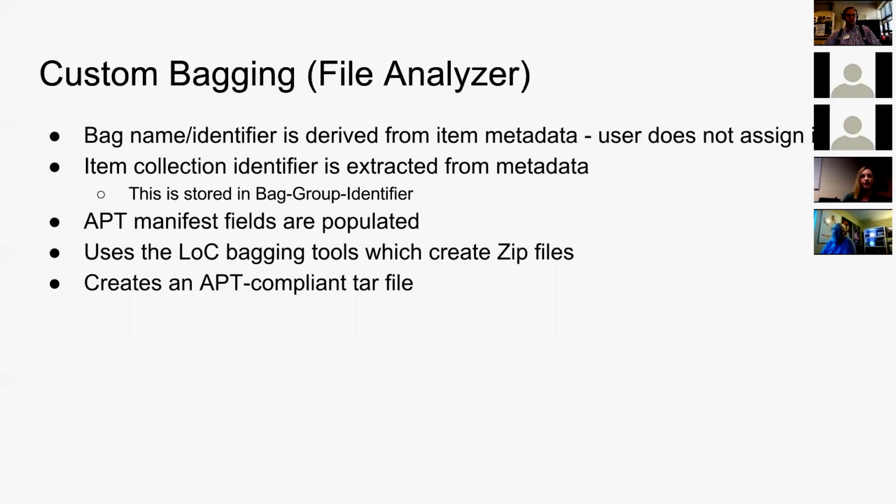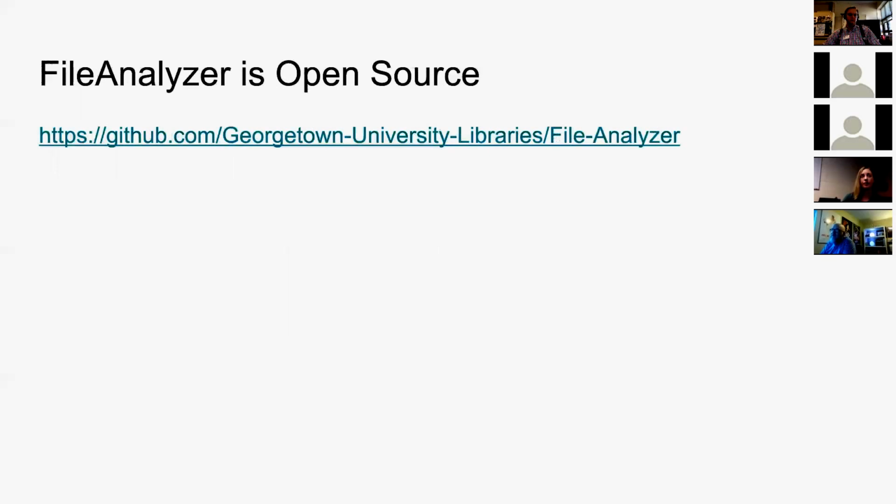We use the Library of Congress BagIt jar or Java tools which create zip files, and then we turn that into an APTrust compliant tar file that conforms to the naming standards. And that tool is open source. It has several functions that it performs, but one of which is you can invoke the command line option to build these APTrust bag files.